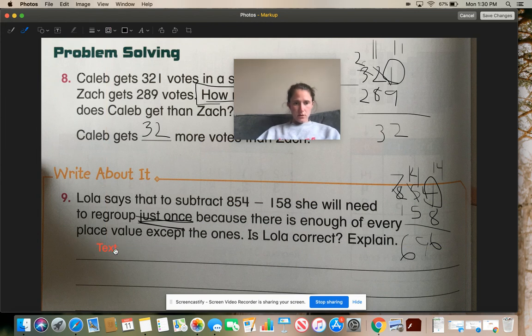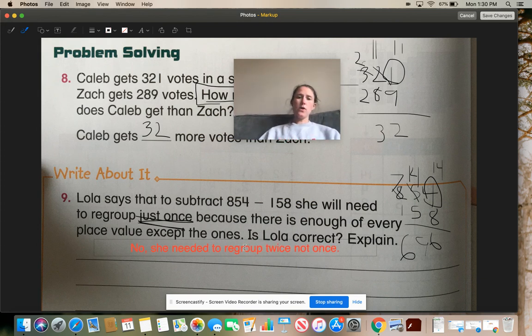So was Lola correct? Let me expand this. Was she correct? No. She needed to regroup twice, not once. And that is the end of this worksheet.